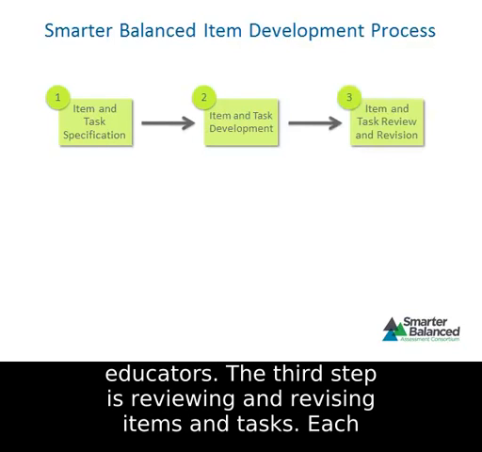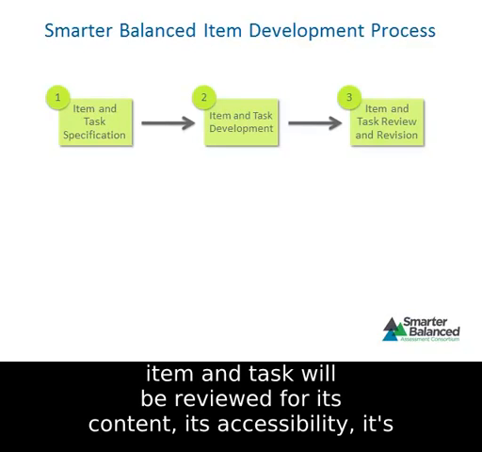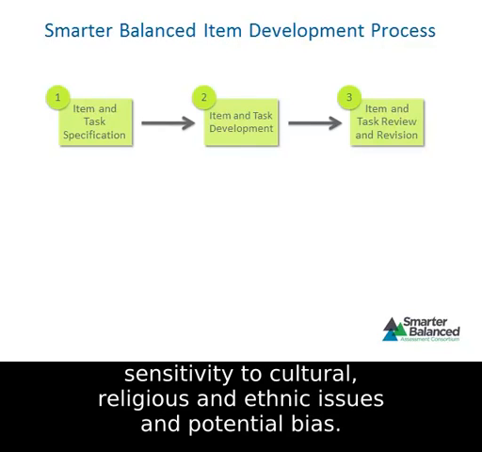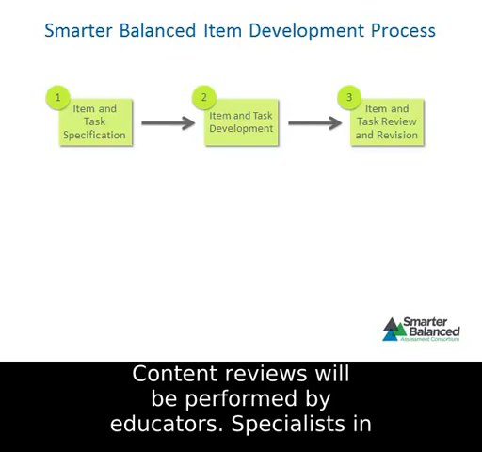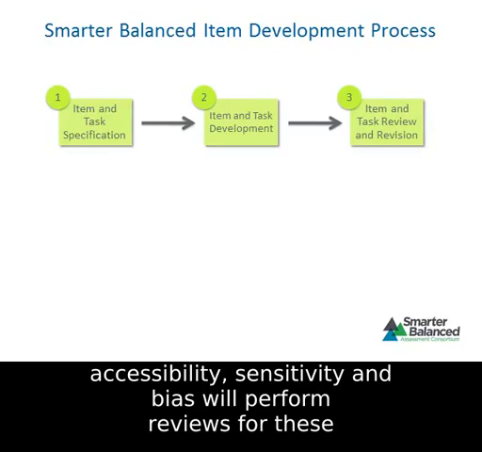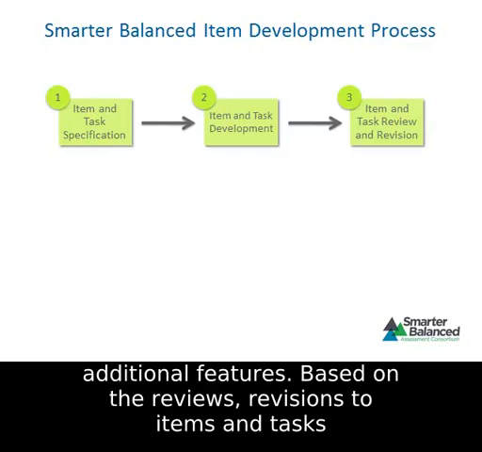The third step is reviewing and revising items and tasks. Each item and task will be reviewed for its content, its accessibility, its sensitivity to cultural, religious, and ethnic issues, and potential bias. Content reviews will be performed by educators. Specialists in accessibility, sensitivity, and bias will perform reviews for these additional features. Based on the reviews, revisions to items and tasks may be made.